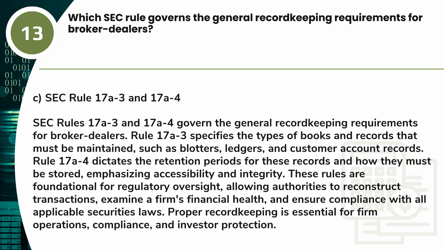Answer: C. SEC Rule 17a-3 and 17a-4. Explanation: SEC Rules 17a-3 and 17a-4 govern the general record-keeping requirements for broker-dealers. Rule 17a-3 specifies the types of books and records that must be maintained, such as blotters, ledgers, and customer account records. Rule 17a-4 dictates the retention periods for these records and how they must be stored, emphasizing accessibility and integrity.